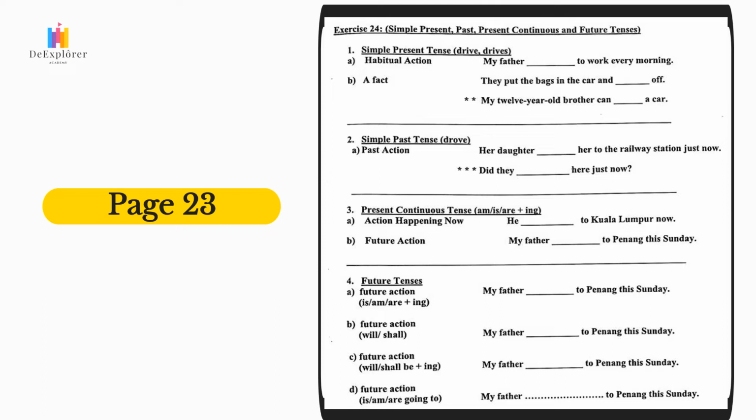Next, number 3, present continuous tense, is am are plus ing. Now, action happening now. So he 现在正在驾车去 Kuala Lumpur now. So he is or he am or he are? Write your answer. I am, you are, we are, they are, he is, she is, it is. And then after writing the is, you have to use the verb with ing form. Driving, D-R-I-V-I-N-G, drop the e and add ing.